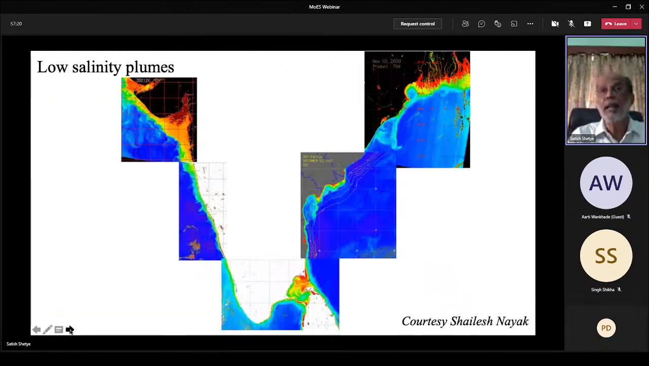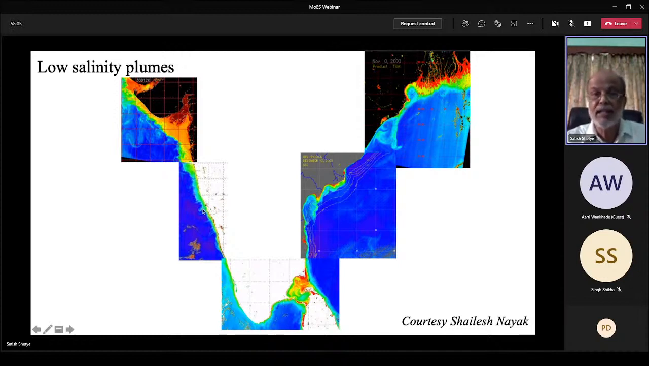And I will give you two examples of where the challenge is quite striking. This diagram was given to me by Shailesh Naik when he was at SAC Ahmedabad. The purpose he put together this figure was to highlight the plumes that form in coastal areas because of runoff that comes from the continent. It is quite high here because of the Ganga Brahmaputra, but you find those red areas developing wherever there is a delta, Godavari Delta, for example.